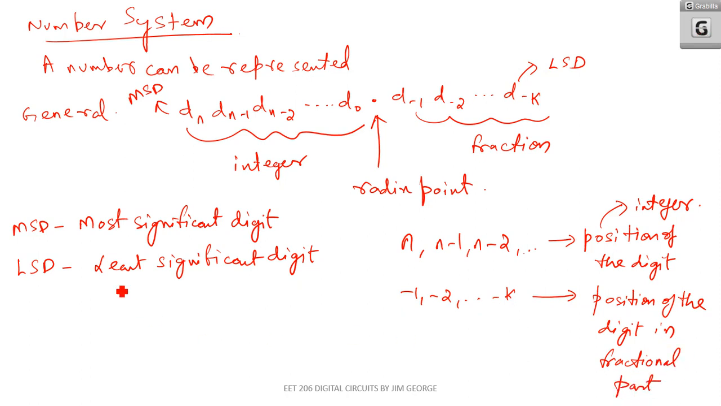For example, I will deal with the examples while dealing with the decimal as well as binary and hexadecimal and octal number systems. So this is the general representation of a number. So we have most significant digit, least significant digit, integer part, fractional part, and radix point. And the position of the digit in the integer part as well as fractional part. So this is how generally numbers are represented. Now coming into number system.